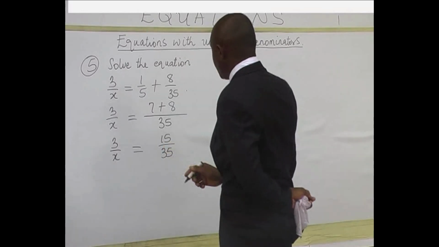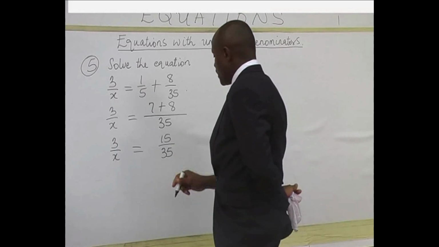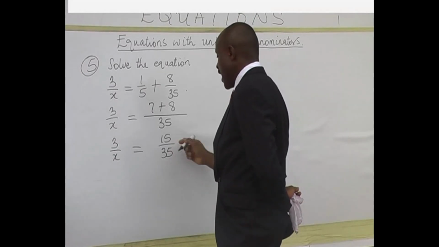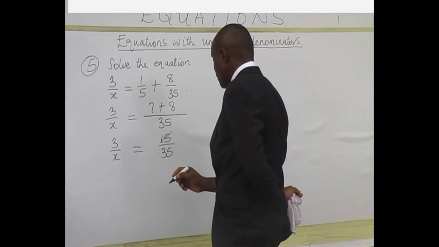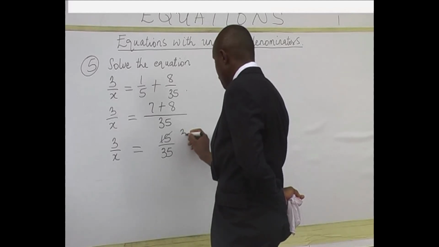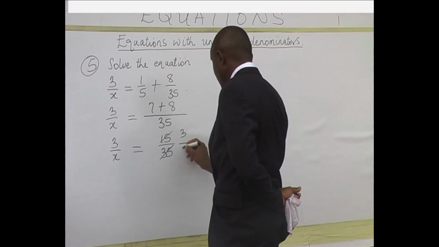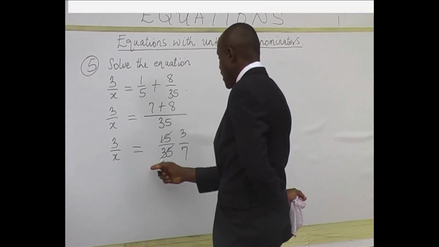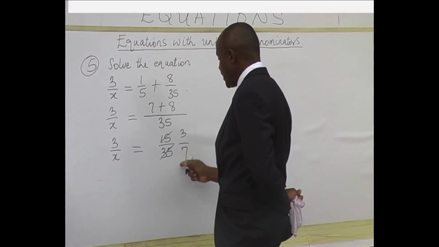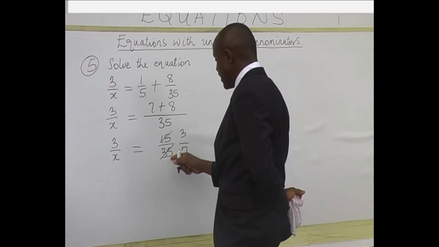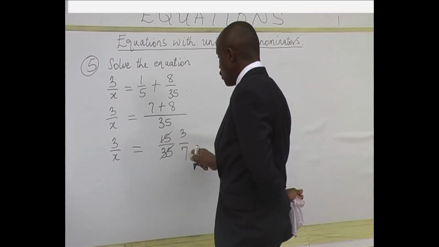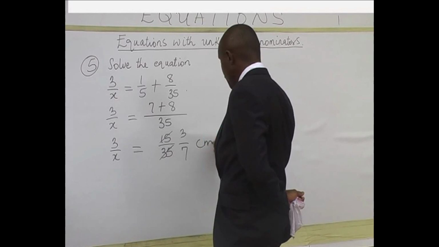If you like, simplify this fraction by cancelling out. 5 divides 15 is 3. 5 divides 35 is 7. So what we have in the right hand side of the equation now, instead of 15 all over 35, is now 3 all over 7. So we can cross multiply now.